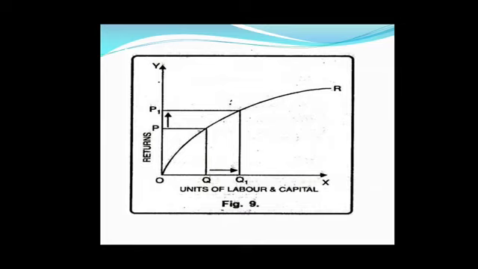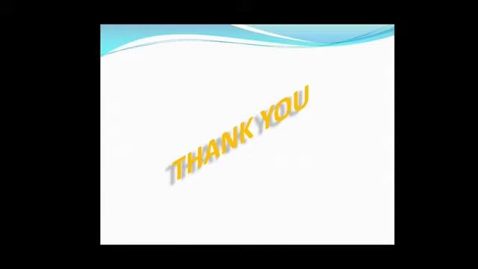That is, in this case, the distance from Q to Q1 is greater, whereas the distance from P to P1 is less, which means that the percentage increase in output is less than the percentage increase in inputs. Or we can say the output increases proportionately less than the increase in inputs, and this is the final stage of the law of returns to scale, which is known as decreasing returns to scale. So dear students, this is all about the law of returns to scale.